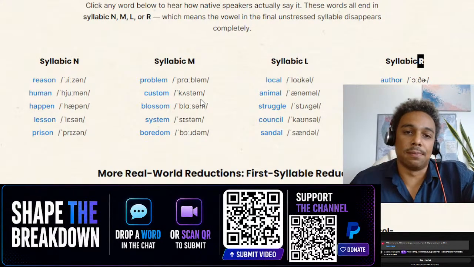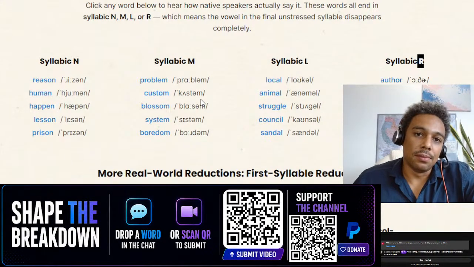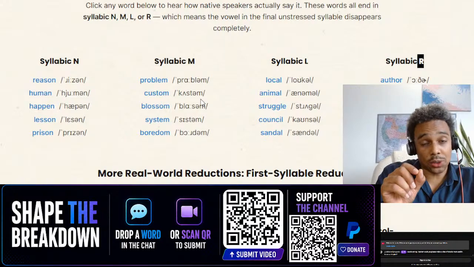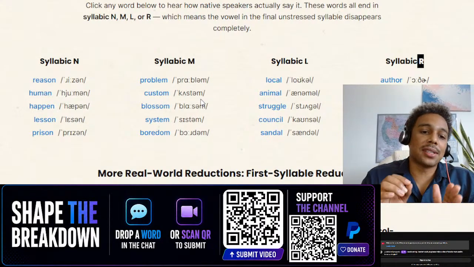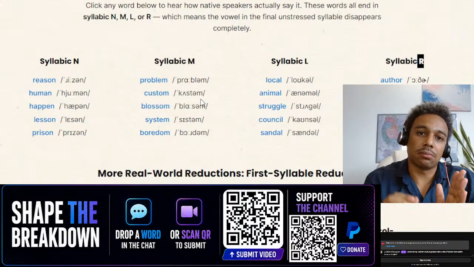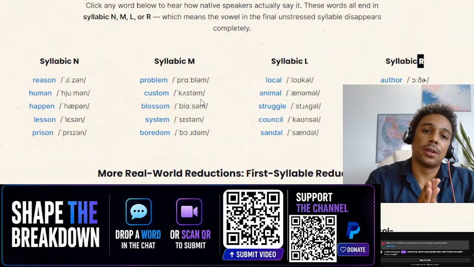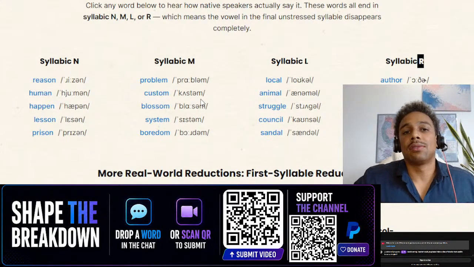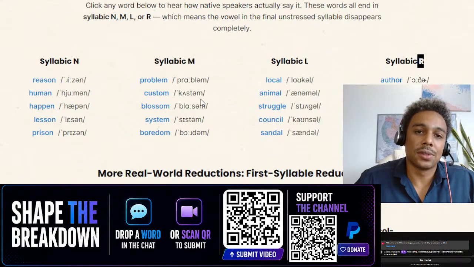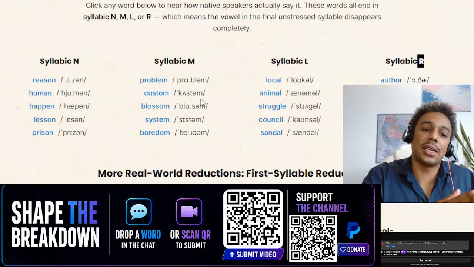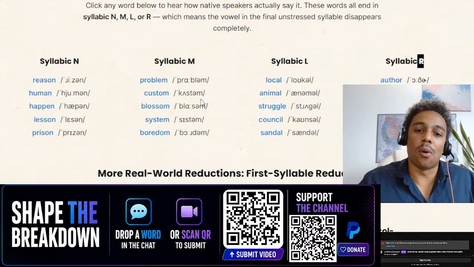Next one's blossom, sm, sm. Really short. Remember, my unstressed syllables are not fast. I'm not saying blossom, some. It's short. And I'm controlling that length from the body, from the diaphragm. System, stum, stum. All in the body from the T to the M, and boredom.